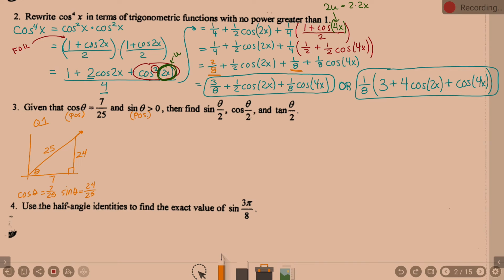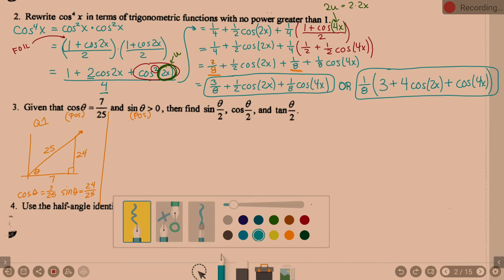Okay. Just got to ask the questions here, right? Do we need to find tangent? Looking at the half angle identities, none of them use tangent. Oh, okay. So, no, we don't have to find, I mean, you can find tangent all you want, but I just didn't write it down.